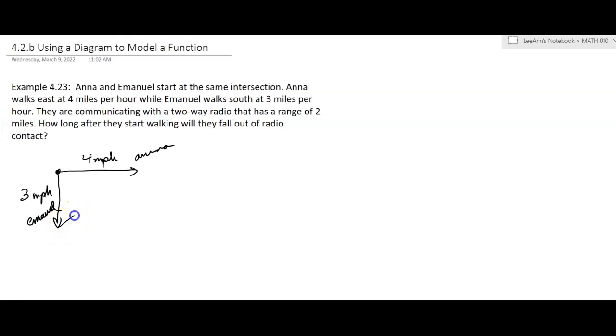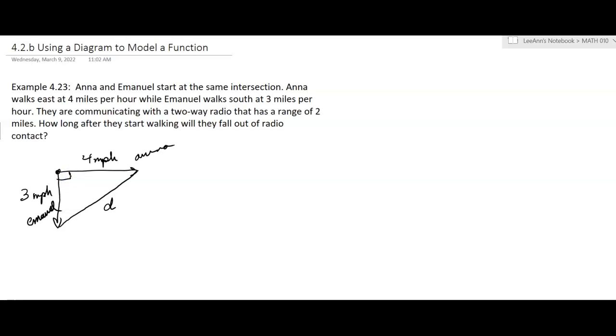So here's what you want. That's the distance between Anna and Emmanuel, right? He's walking south, she's walking east. And so the distance is the straight line between them, okay? That creates a triangle, right? This is a little Pythagorean triangle.